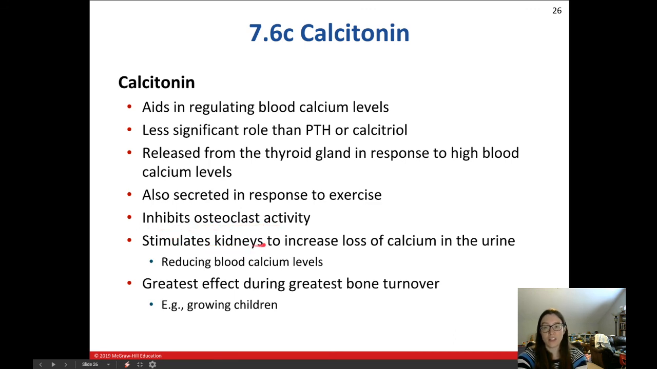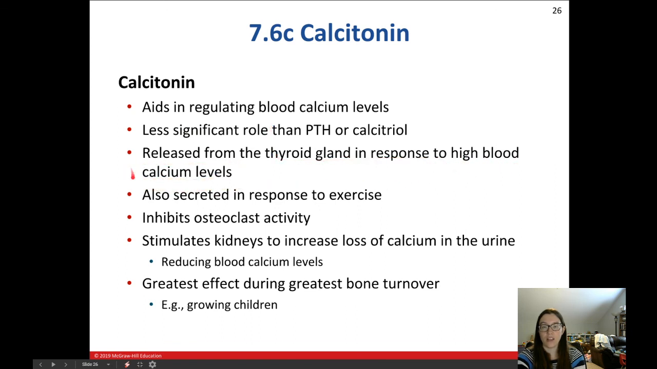And it also stimulates the kidneys to increase the loss of calcium in the urine. So we're going to pee out that extra calcium. And these things together should reduce blood calcium levels. And so this is kind of the opposite. I don't have a great picture like I did for that, but remember it's kind of the opposite. So in this case, the stimulus would be right here, high blood calcium levels.